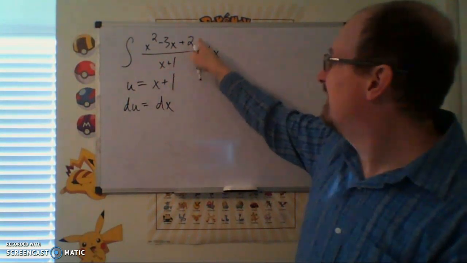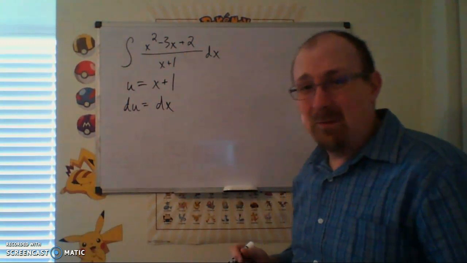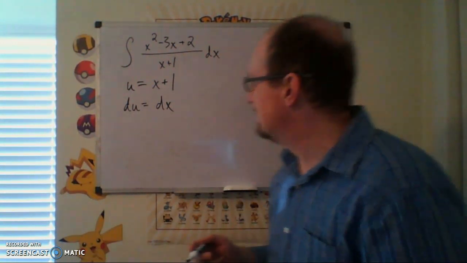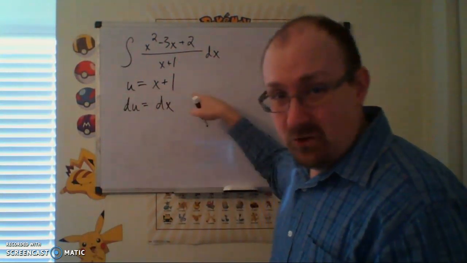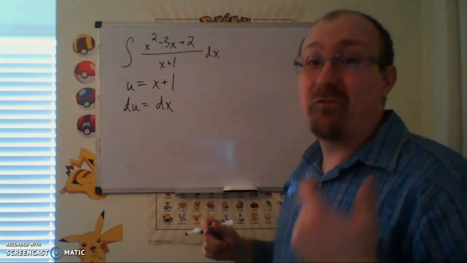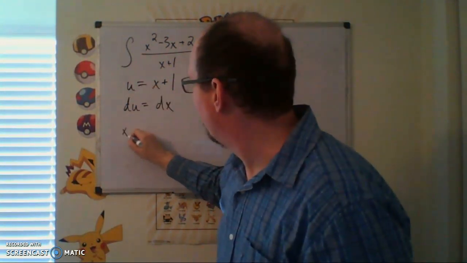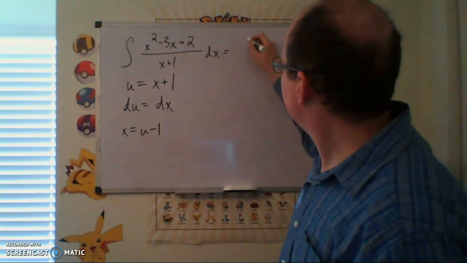This is now u. The problem is we have to figure out how to turn that quadratic polynomial up top into something in terms of u. So here's the way I'm going to do that. I'm going to take this substitution, u equals x plus 1, and solve it for x. It doesn't take too much algebra-wise, I just subtract 1 over. So I've got x equals u minus 1.